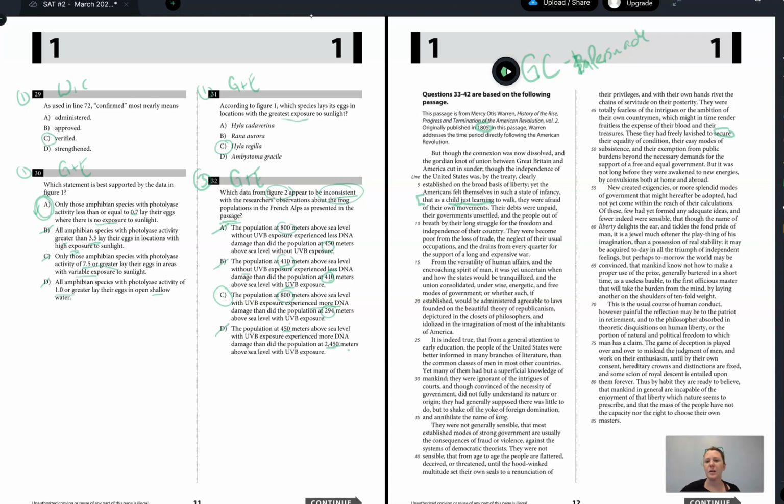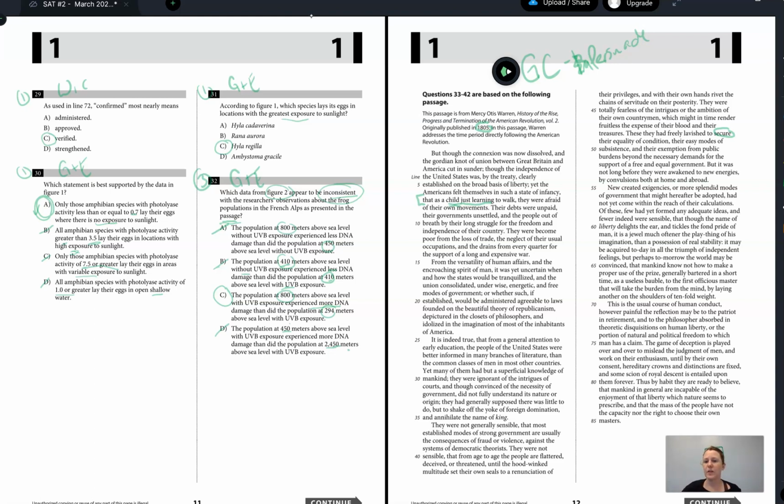Their debts were unpaid, their governments unsettled, and the people out of breath by their long struggle for the freedom and independence of their country. So it's almost like they're afraid because they're exhausted also, and things are a little bit in chaos, and so they don't really know what to do next. They were become poor from the loss of trade, the neglect of their usual occupations because they've been busy fighting in this war, and the drains from every quarter for the support of a long and expensive war.